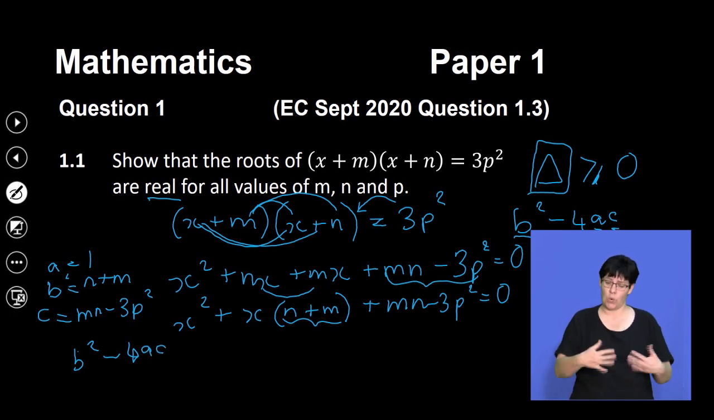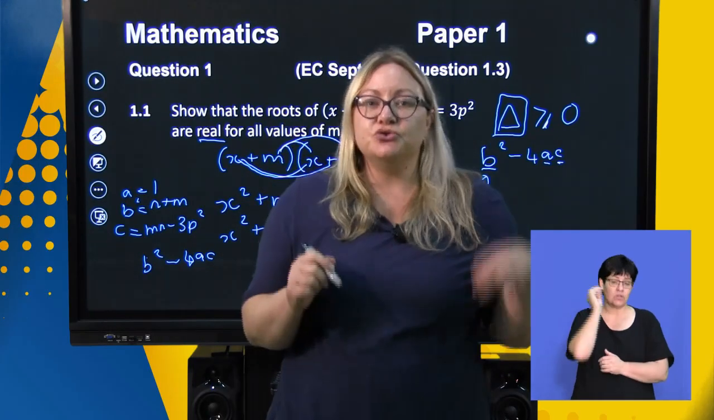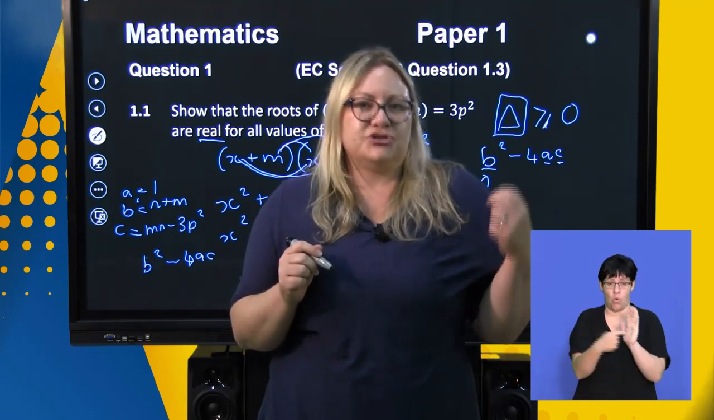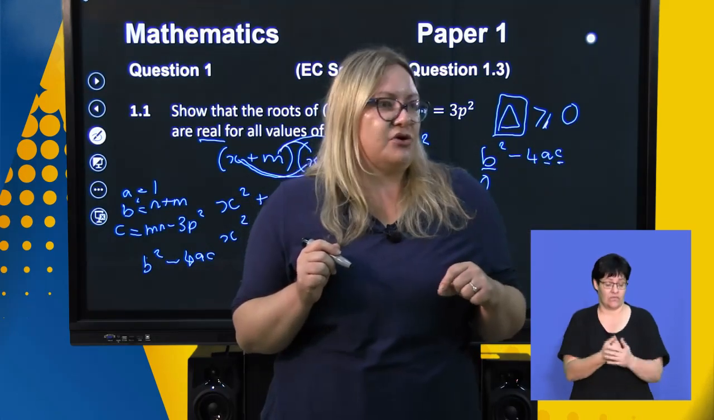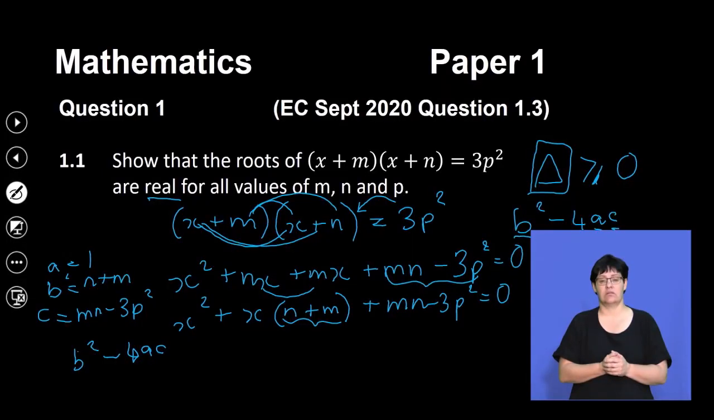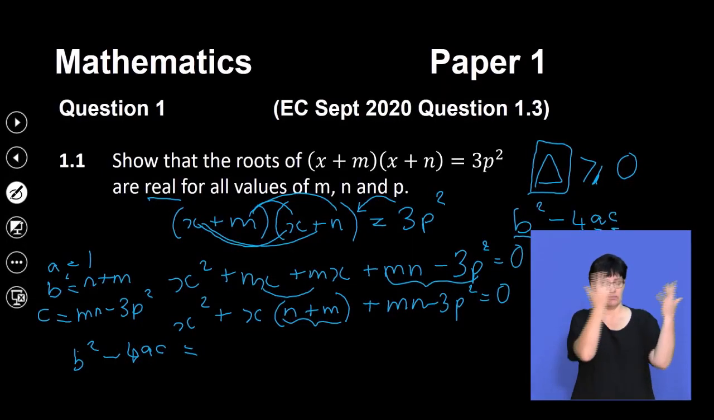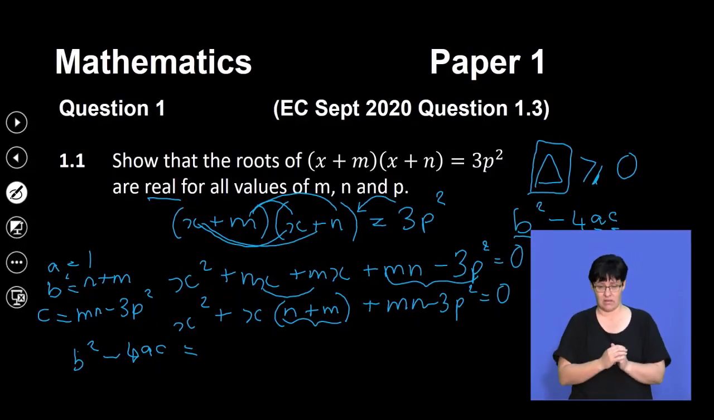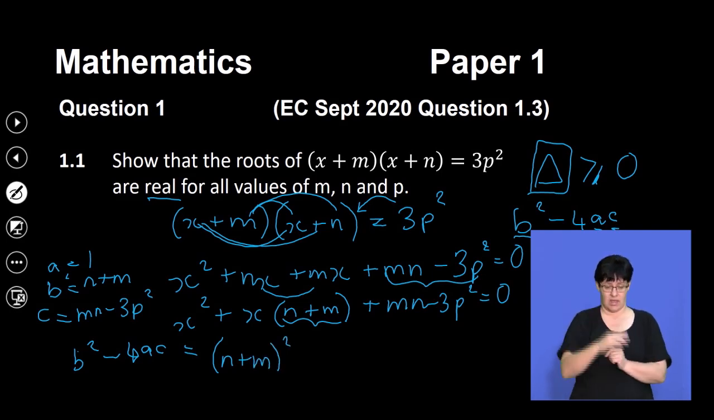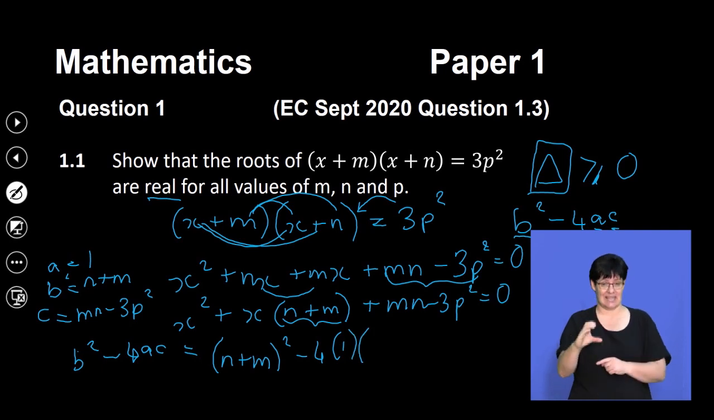It's very important to remember that this is asking us to show that the discriminant is greater than or equal to 0. We can't assume that it's greater than 0 to prove that it's greater than 0. So let's take this expression, calculate its value, and see if we can show that it's greater than or equal to 0. So we're going to sub in the values first. We've got (n plus m) squared, and we've got minus 4 times 1 times c, which is (mn minus 3p squared).